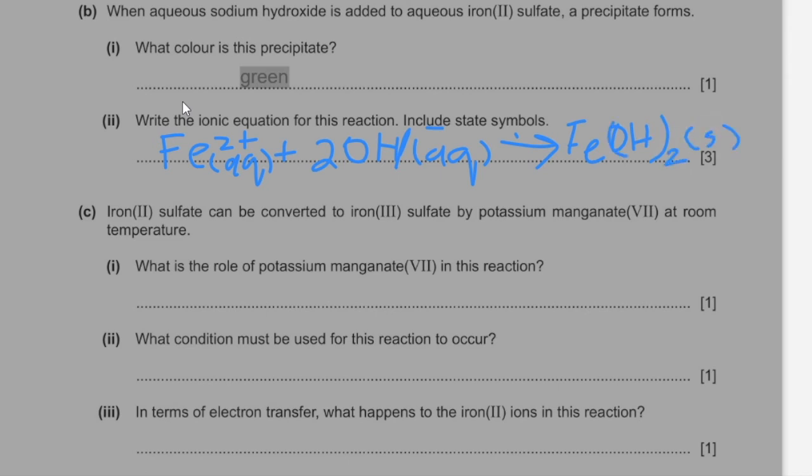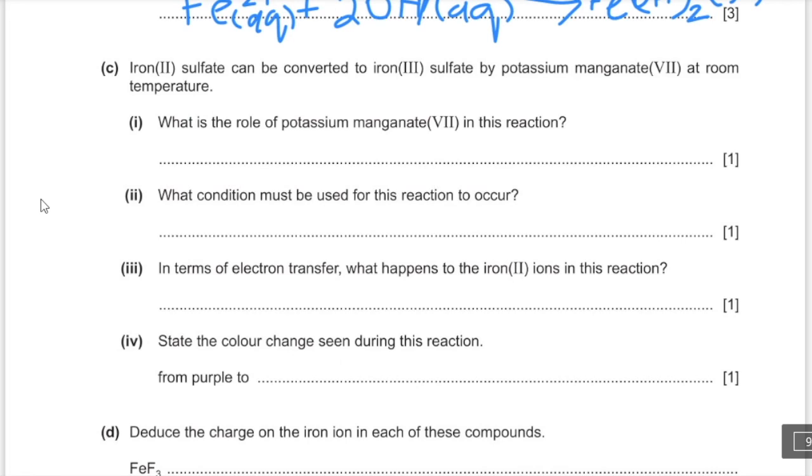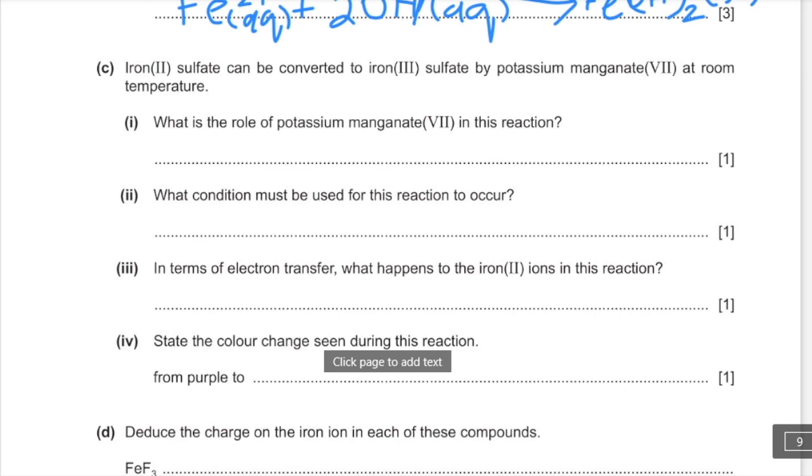C. Iron sulfate can be converted to iron 3 sulfate by potassium manganate at room temperature. 1. What is the role of potassium manganate in this reaction? So potassium manganate over here is oxidizing iron, which means it is acting as an oxidizing agent. 2. What condition must be used for this reaction to occur? So whenever potassium manganate is used as an oxidizing agent, it requires the presence of an acid.